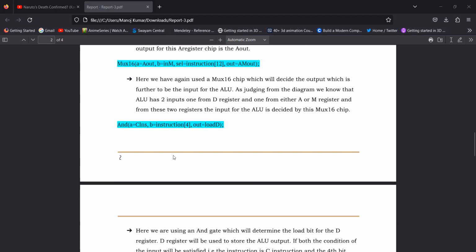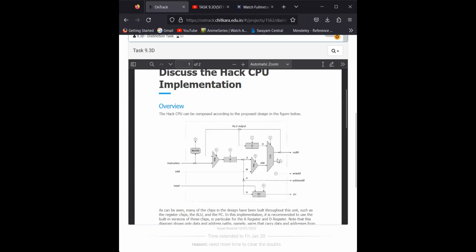Then in the next instruction we have a MUX 16-bit chip which will perform the selection just to decide what memory register is to be fed into the ALU. From this particular diagram, we all know that the input to the ALU is the D register and the A/M register. And whether the A register or the M register is going to be the input for the ALU is decided by this particular MUX 16-bit.